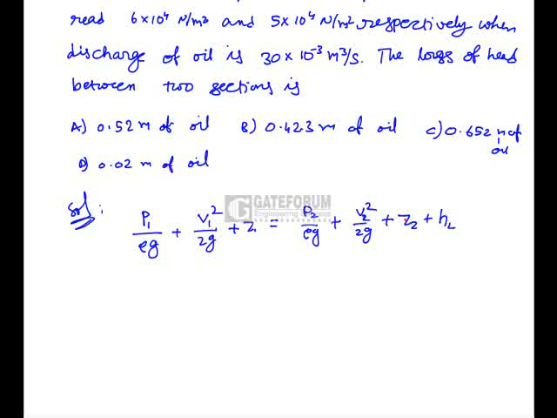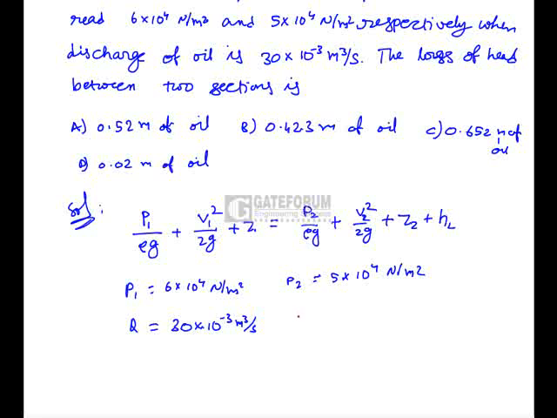So here the two vertical gauges installed at the lower and upper end read P1 equal to 6 × 10^4 N/m² and P2 equal to 5 × 10^4 N/m². The lower section diameter is 0.2 meter and the upper section diameter is 0.1 meter, and Q, the discharge of oil, is 30 × 10^-3 m³/s.